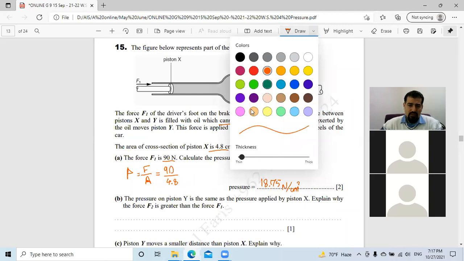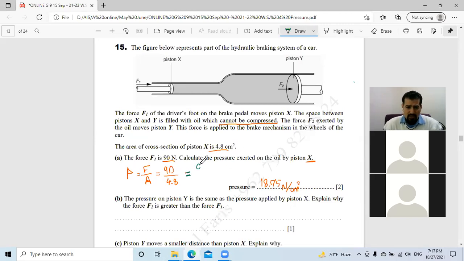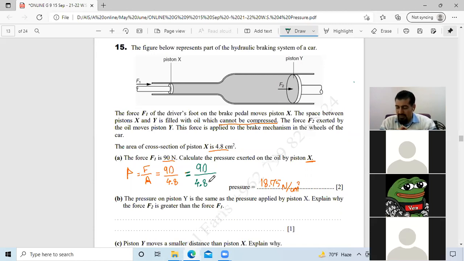Or you can change it to meter square instead of centimeter square. So it will be 90 divided by 4.8. Who can tell me how we can convert from centimeter square to meter square? Do we divide or multiply? By how much? Divide by 100 from centimeter to meter, but centimeter square to meter square we divide by 100 squared. Exactly. So that means times 10 to the power of negative 4, dividing by 10,000. So the answer will be 187,500 Pascal.